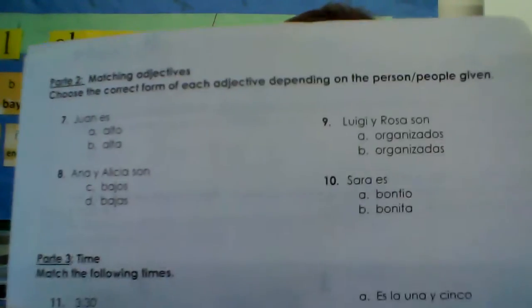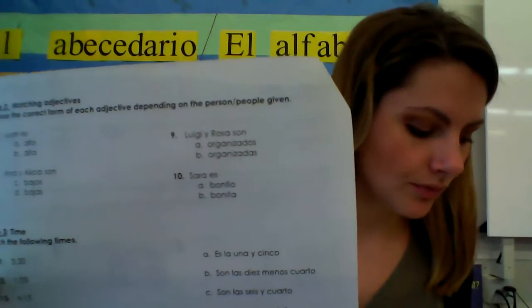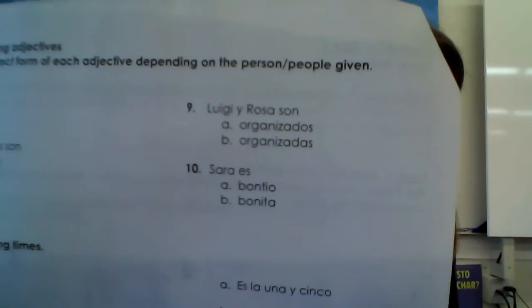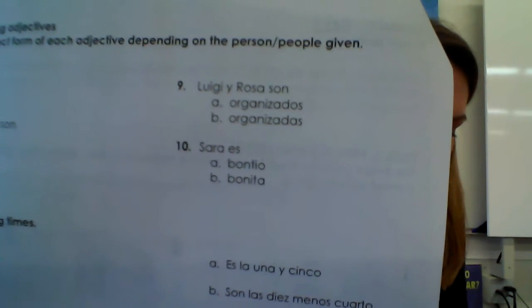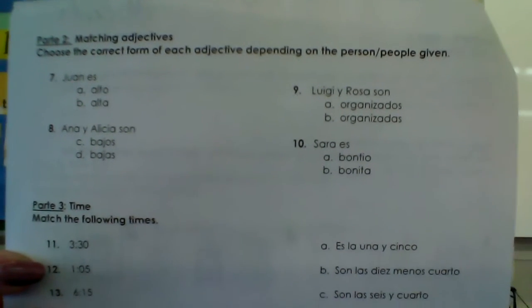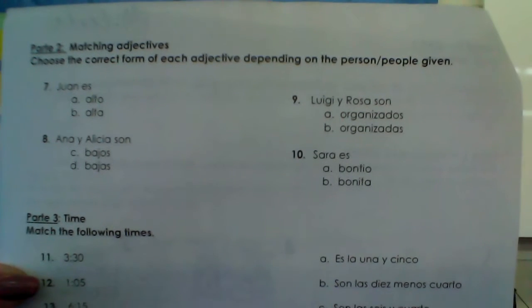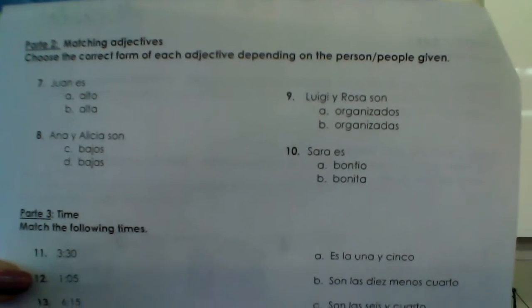So for número 1, or número 7 is the first one of part 2. Número 7, you have Juan es, you need to choose Juan es alto or Juan es alta. If you were talking about Juan, who is a man, you need to choose the appropriate ending. So the adjective will either end in an O or an A.